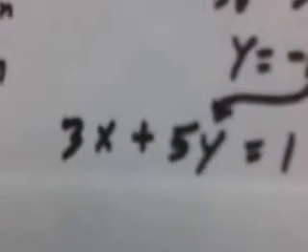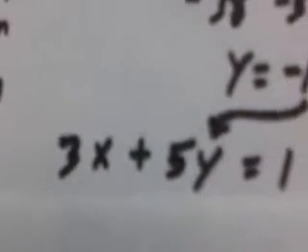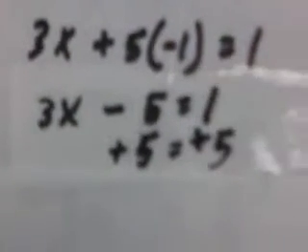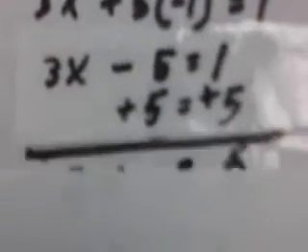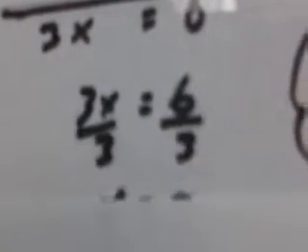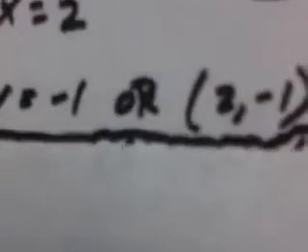The first equation was 3x plus 5y equals 1. I substituted the negative 1 for y. I simplified. I added a positive 5 to both sides. That gave me 3x equals 6, and then I divided both sides by 3. I got x equals 2. So that would be my solution. I can write it as x equals 2, y equals negative 1, or I can write it as an ordered pair, (2, negative 1).